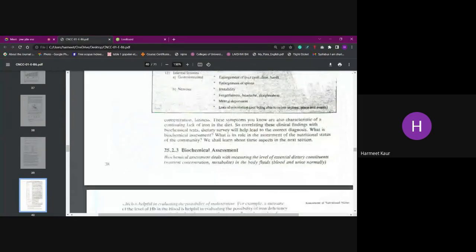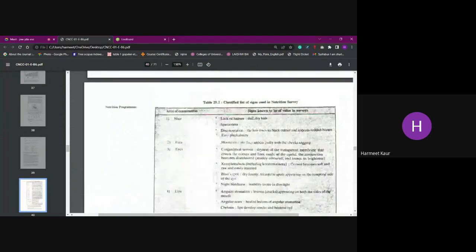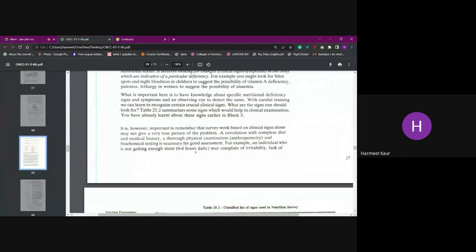Now the only problem in clinical assessment is what? That sometimes clinical signs and symptoms overlap. So there might be one common sign and symptom which might be there because of iron deficiency and let's say some vitamin B deficiency also. So you are able to make a judgment that yes, there is some sign and symptom which can be seen, but you are not sure what deficiency it is because of. So this is the only problem in the clinical method. Otherwise it is the easiest method. You just have to look at the person from head to toe, locate the signs and symptoms, and you will be able to do the nutritional assessment.